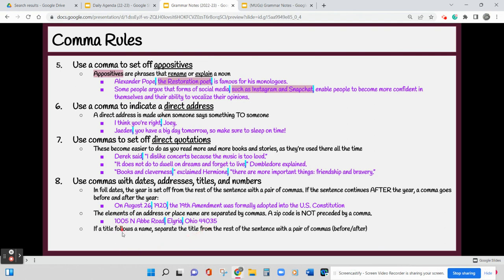If a person has a title following their name, we separate that title from the rest of the sentence with a pair of commas before and after. And by title, I mean something like doctor or PhD or anything like that. If a number is more than 4 digits long, you guys should know this one, we use commas to separate the numbers into groups of 3 starting from the right. So 525,600. Where we have the first set of 3, we're going to include a comma preceding that and then the rest of the numbers. So we start from the right side, count 3, then comma.